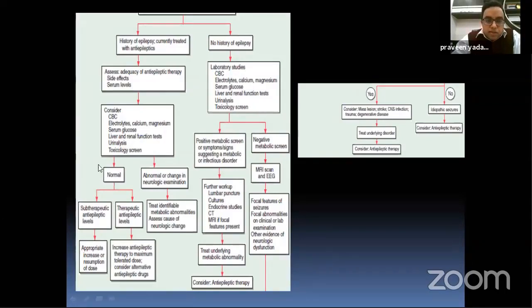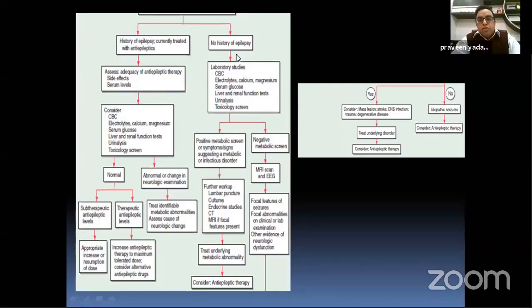If the other things and investigations are normal, then you have to look at the drug levels, whether the drug levels are subtherapeutic, and then you have to increase the dosage of the drug. If the therapeutic drug level is there, then you have to see about the adequacy of the medications, whether the correct medication has been chosen for the seizure type, and if not, then you have to change the medications or increase the dose of the medication, or you can add on combinations. So that is for a known patient with epilepsy.